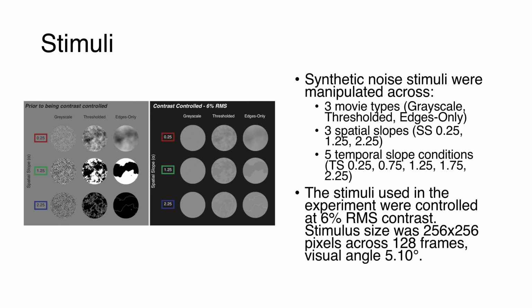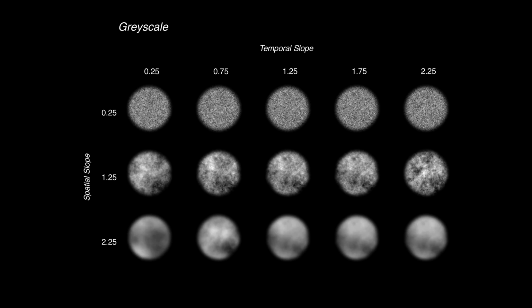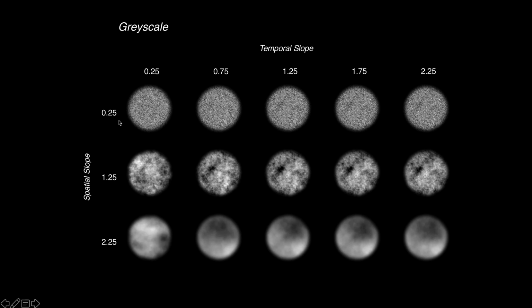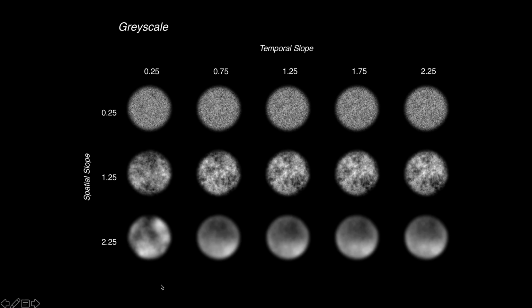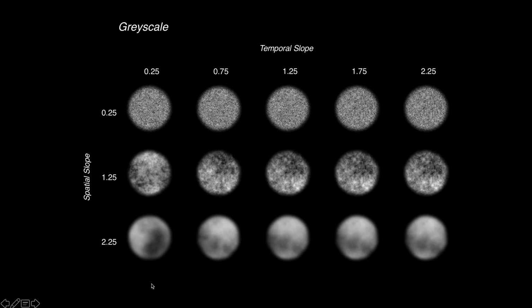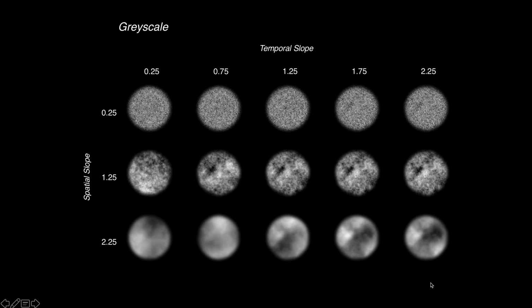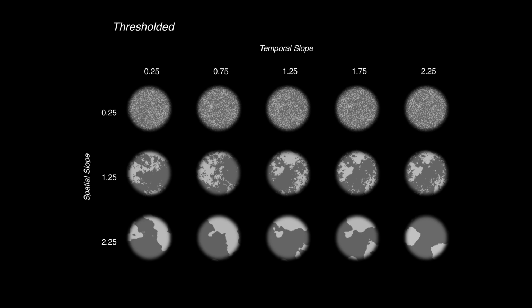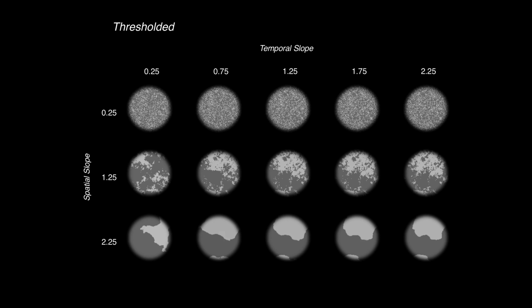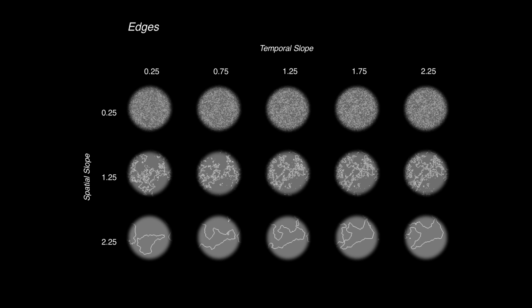Here are some examples of all of the stimuli. Here are the grayscale movies. Sorry, it's a bit choppy, but across the rows are the different spatial slopes, and across the columns are the different temporal slopes. If you have a shallower temporal slope, the movie appears more rapid than something that has a steeper slope. This is what they look like for the thresholded condition, if my computer can get there. Here we go. And the edge condition. Here we go.